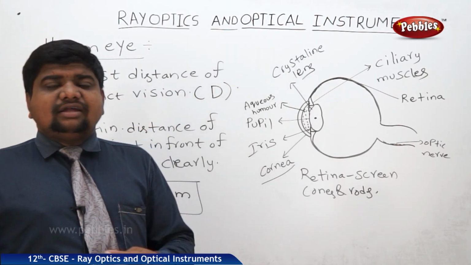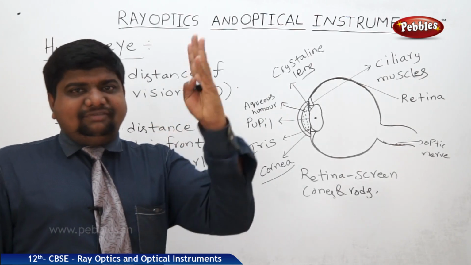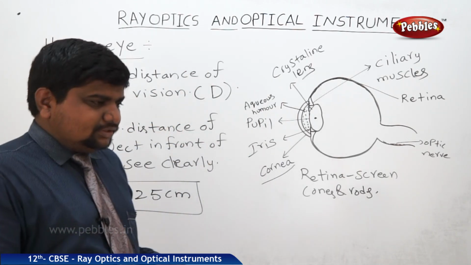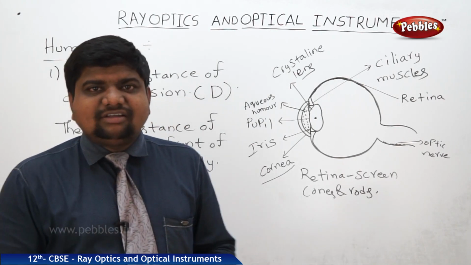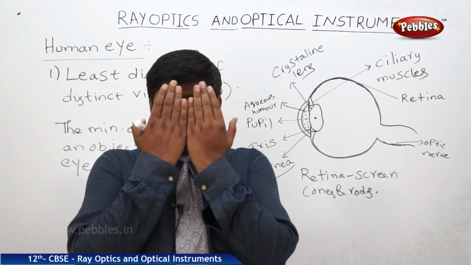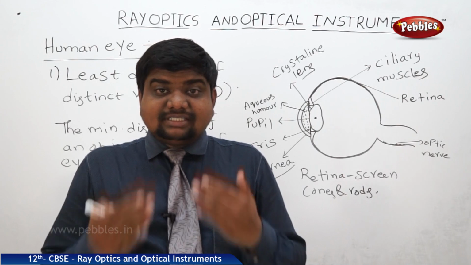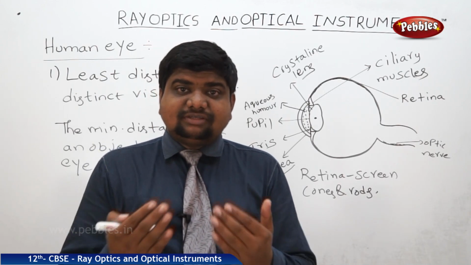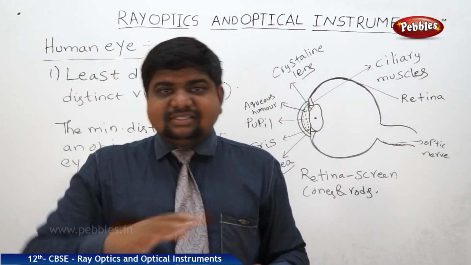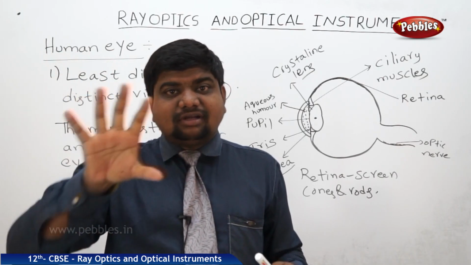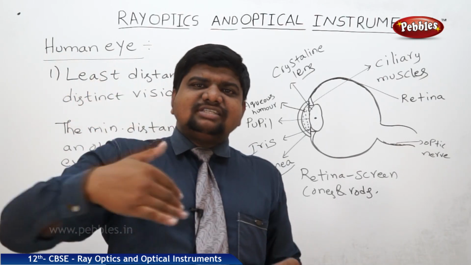So there are three types of eye defects. Suppose you see some persons: they are able to see objects when they place the object very near to the eye. Some persons are able to see objects very far. Some may not be able to identify some curved objects. These are all said to be eye defects.